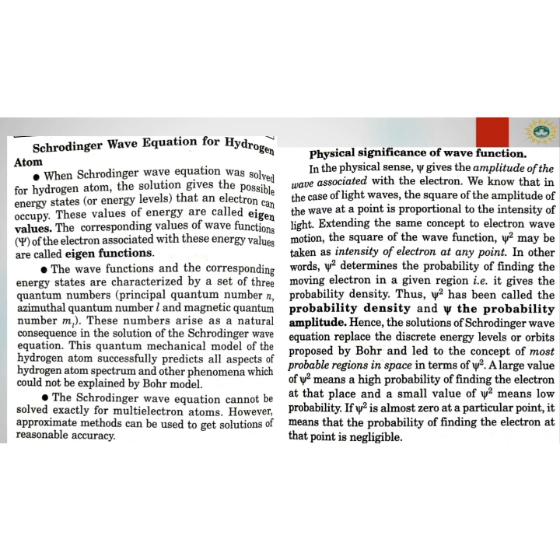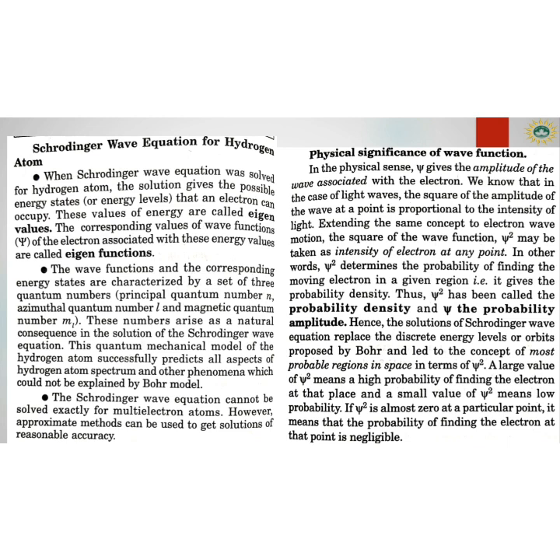Now, what is the physical significance of the wave function? In a physical sense, psi gives the amplitude of the wave associated with the electron. We know that in the case of light waves, the square of the amplitude of the wave at a point is proportional to the intensity of the light. By extending the same concept to electron wave motion, the square of the wave function, psi square, may be taken as the intensity of the electron at any point. That is known as density. Psi square determines the probability of finding the moving electron in a given region. It gives the probability density.